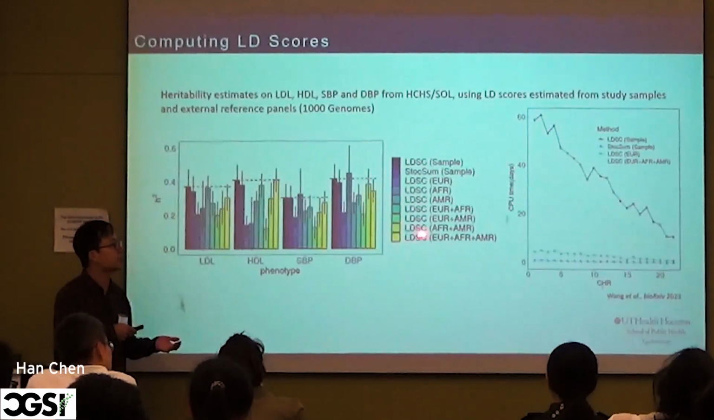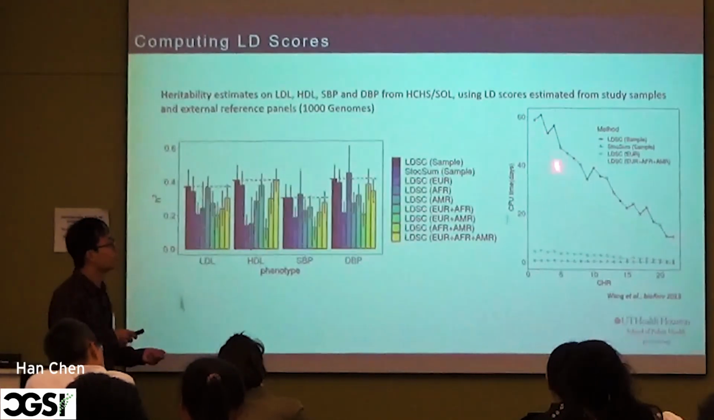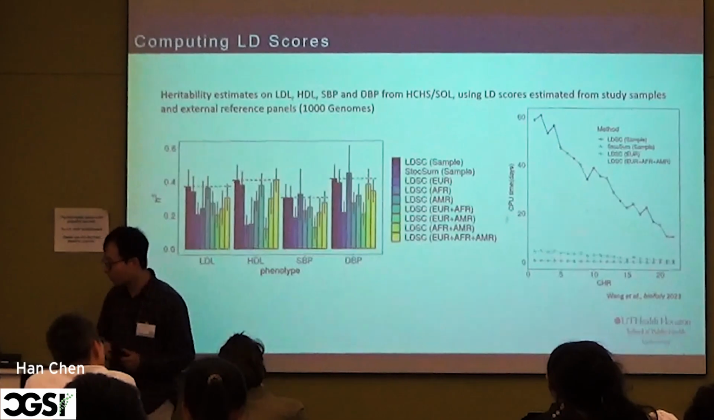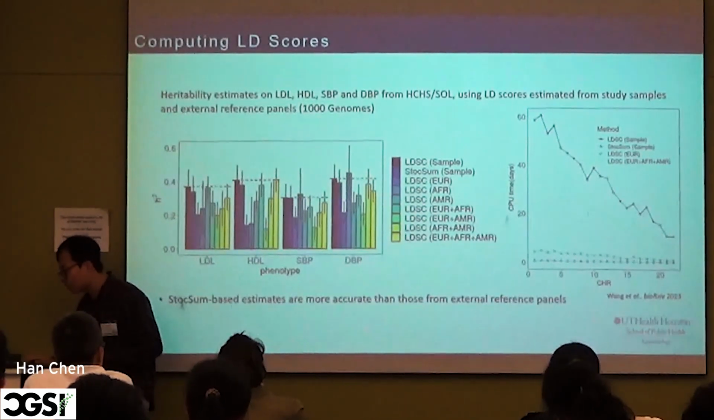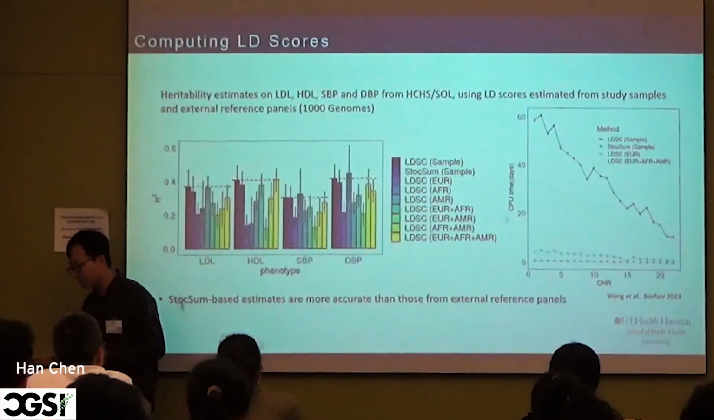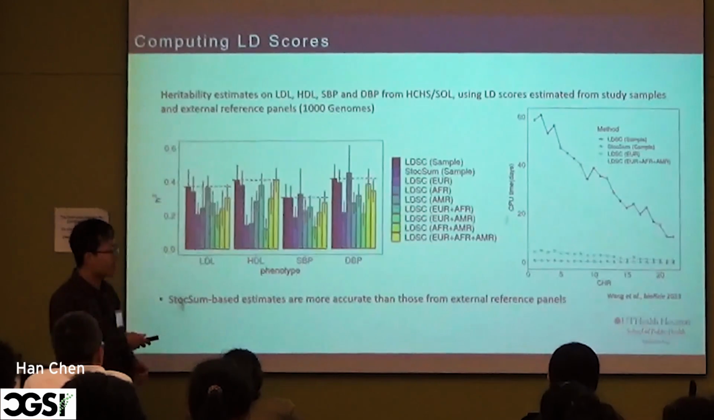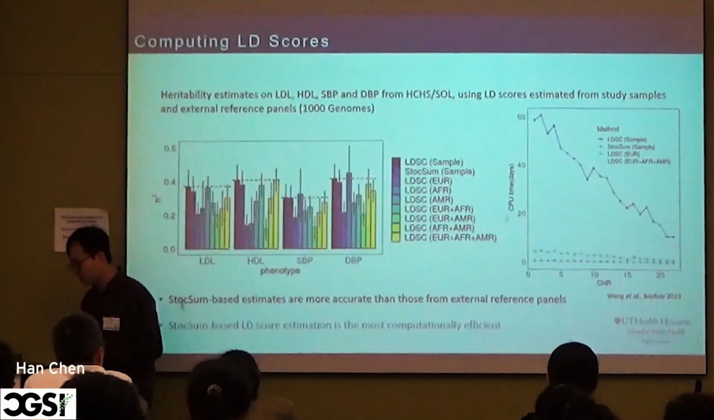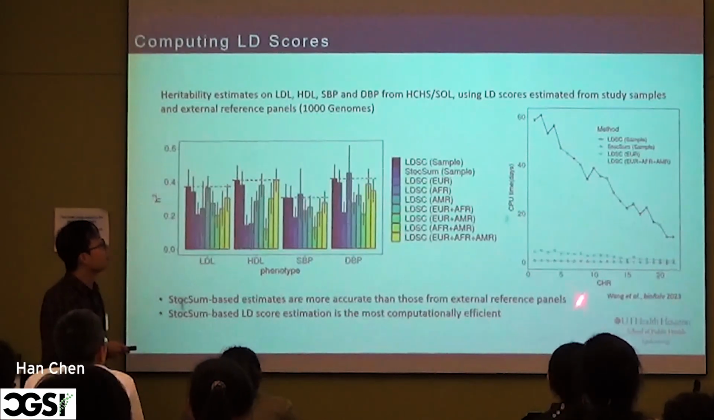If you want to scale this up to hundreds of thousands, for example, UK Biobank, then you're going to see a much more dramatic difference in terms of the computing time. Okay, so the take-home message here is, number 1, that StocSum-based estimates are more accurate than those using external reference panels. And number 2 is that StocSum-based LD score estimation is the most computationally efficient.